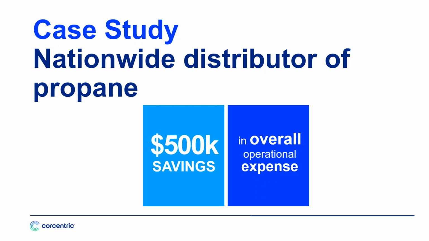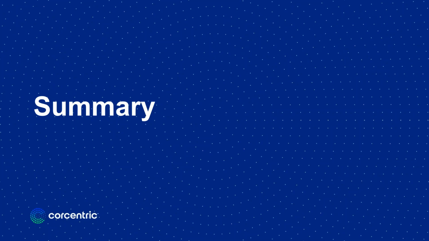Here's a company that saved $500,000 just by putting together the blocking and tackling that we talked about today and some of the transformational type AP solutions that Corcentric offers, allowing them to streamline the process and contribute $500,000 into savings. And that's on an annualized basis.